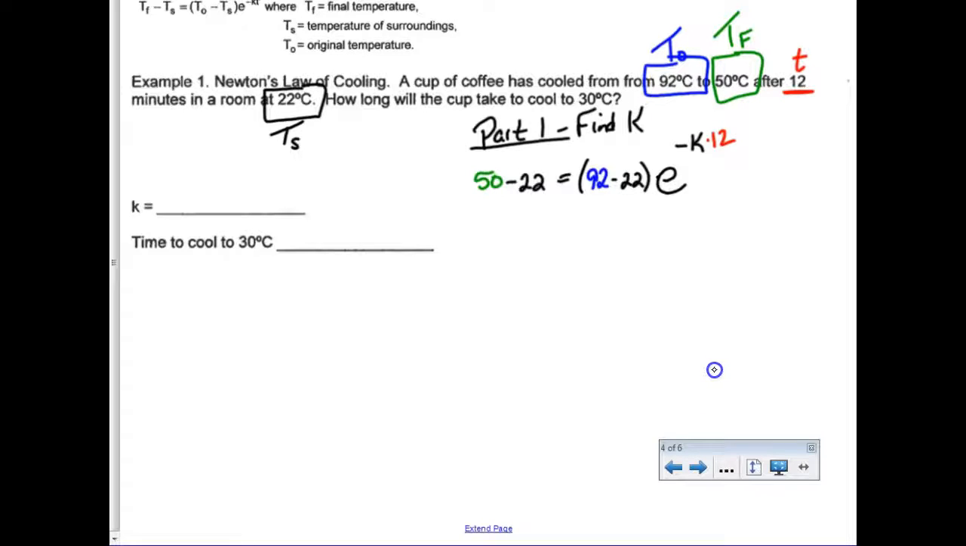So that's the setup, and that looks really gross, but I think we can simplify this quite a bit. Like for instance, right here, 50 minus 22 is what, 28? And then 92 minus 22 is 70. Times e to the, instead of writing negative k times 12 power, most humans would just write that as negative 12k.